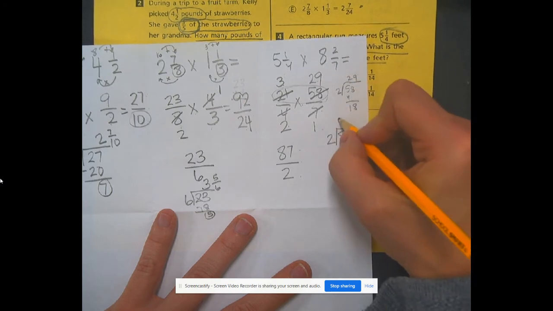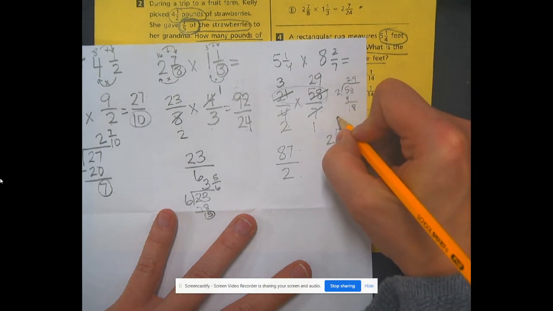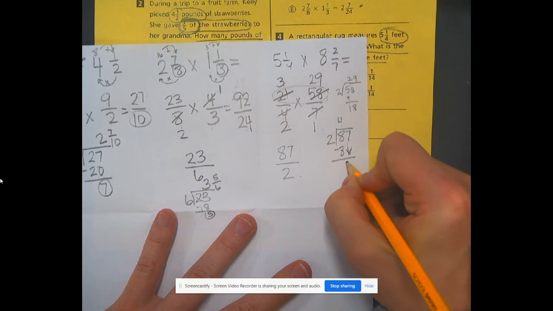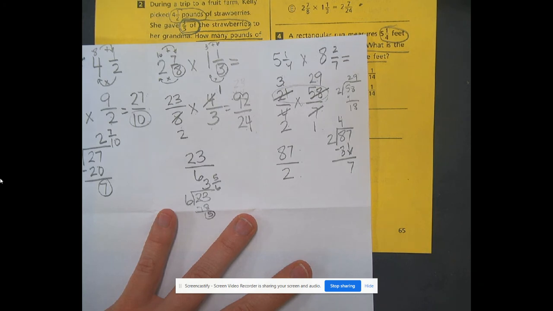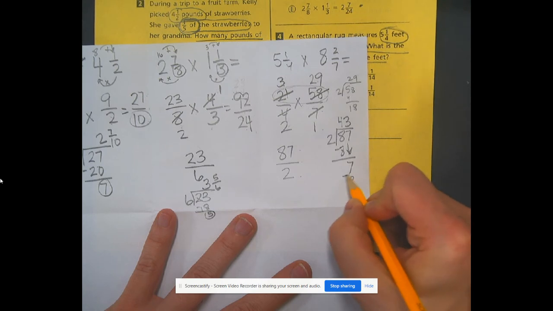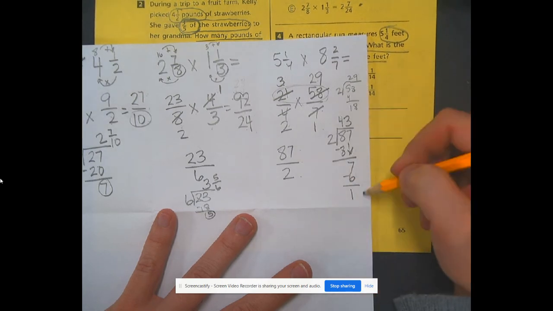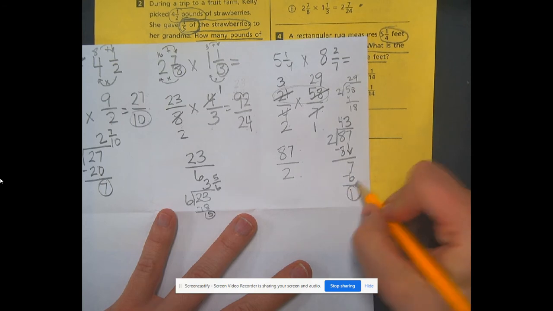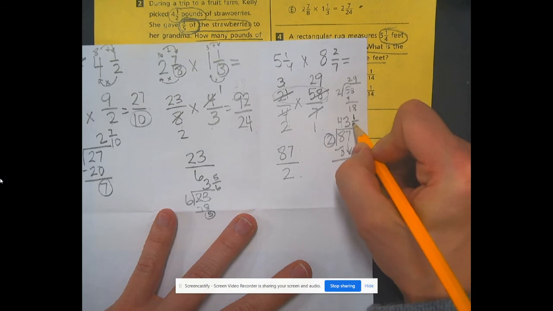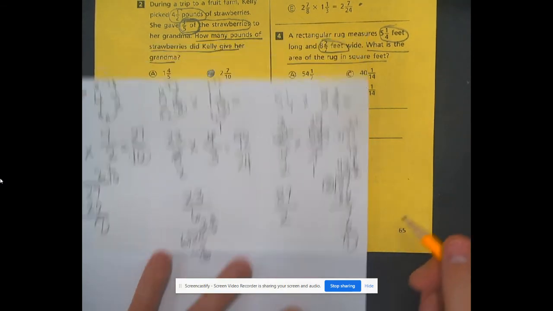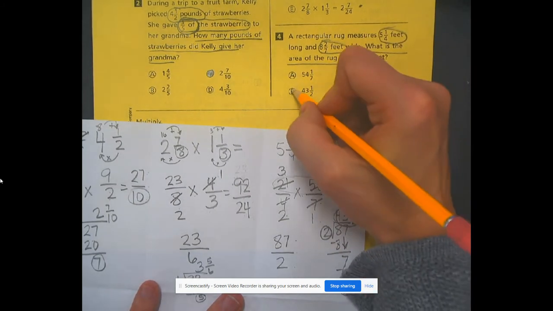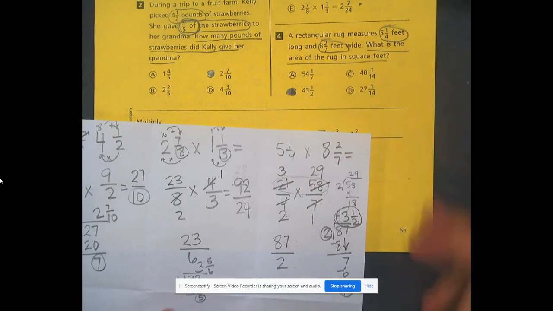8 divided by 2 is 4. 4 times 2 is 8. Bring down our 7. 7 divided by 2 is 3. 3 times 2 is 6. Subtract. Is there anything to bring down? So that becomes our numerator, and our divisor is our denominator. So what is the area? 43 1/2. Good.